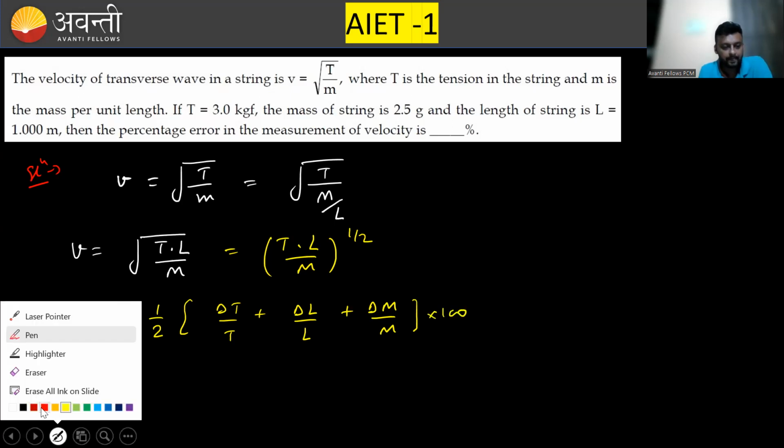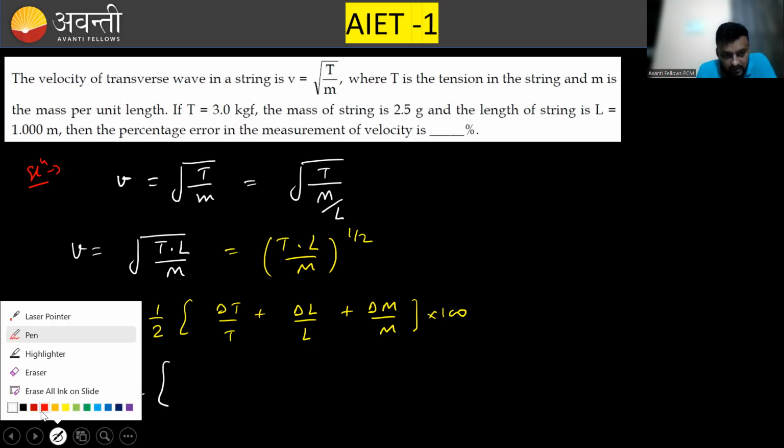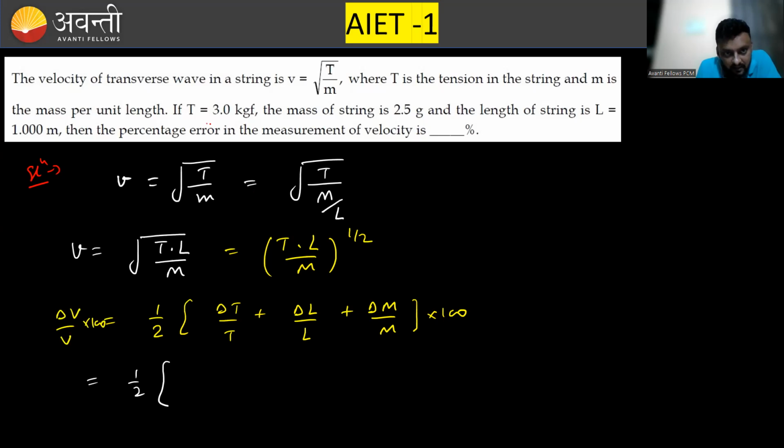Now put the values. Now the main thing is coming just after that. 1 by 2. What is delta T, sir? T is what? Tension is 3 kgf. Now, if you see very precisely here, this is given as 3.0. That means 0.0, which indicates up to 1 decimal digit the instrument can measure. So the least count of the instrument is 0.1.